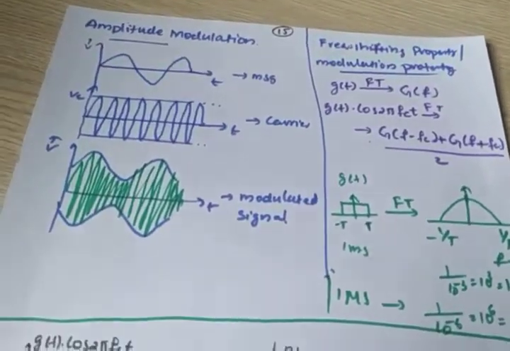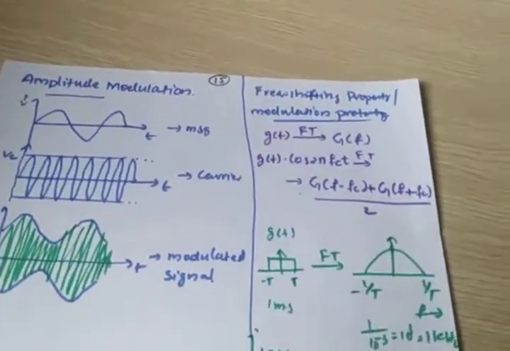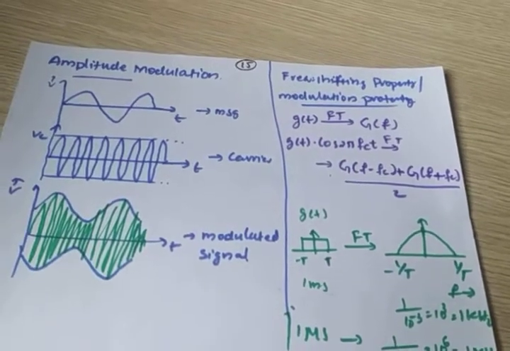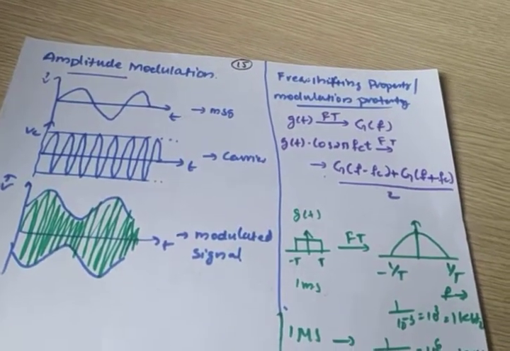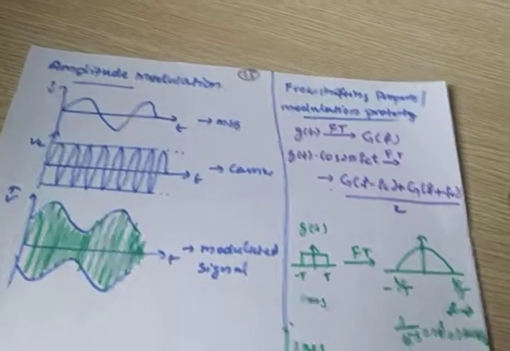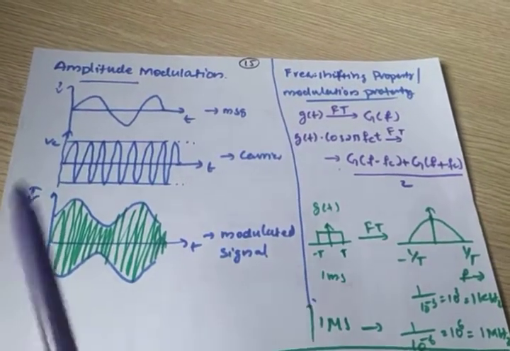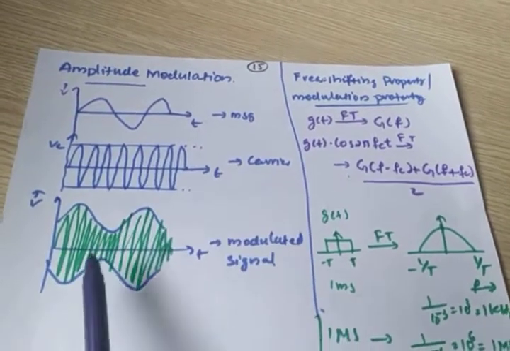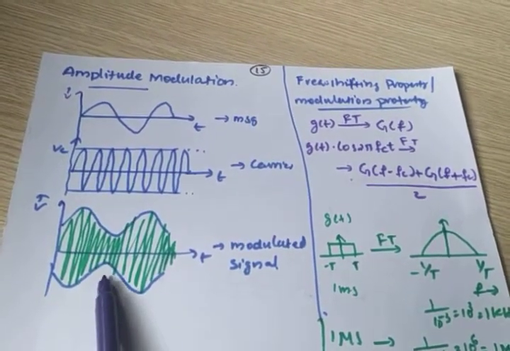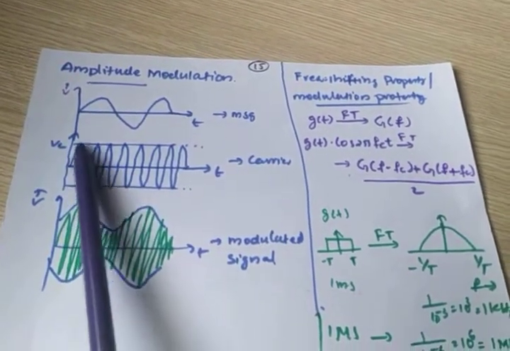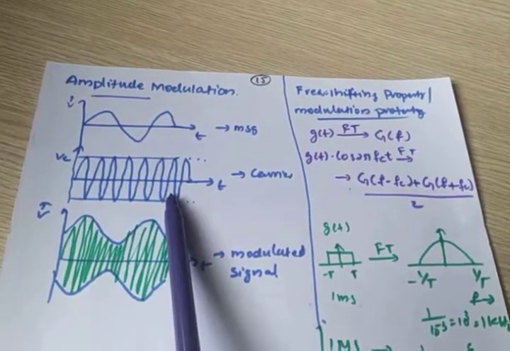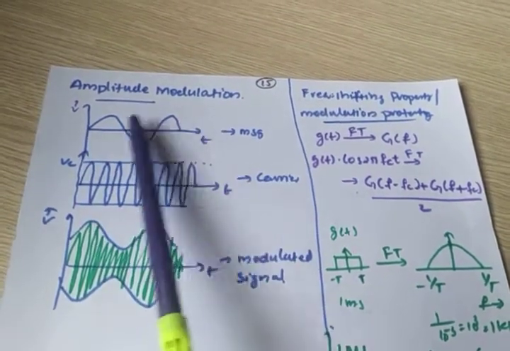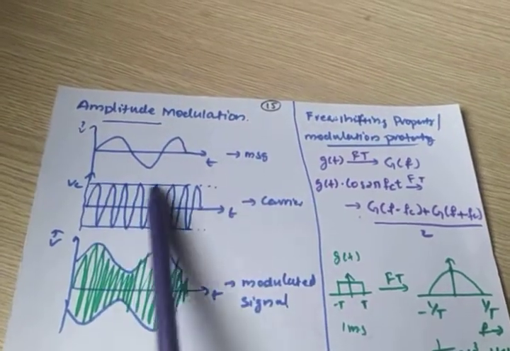So in the third chapter, we'll discuss amplitude modulation and its different classifications. Let us look at what amplitude modulation is. This is my message signal, this is my carrier, this is the modulated signal. Here the amplitude of the carrier is fixed, while the amplitude of the message is varying.